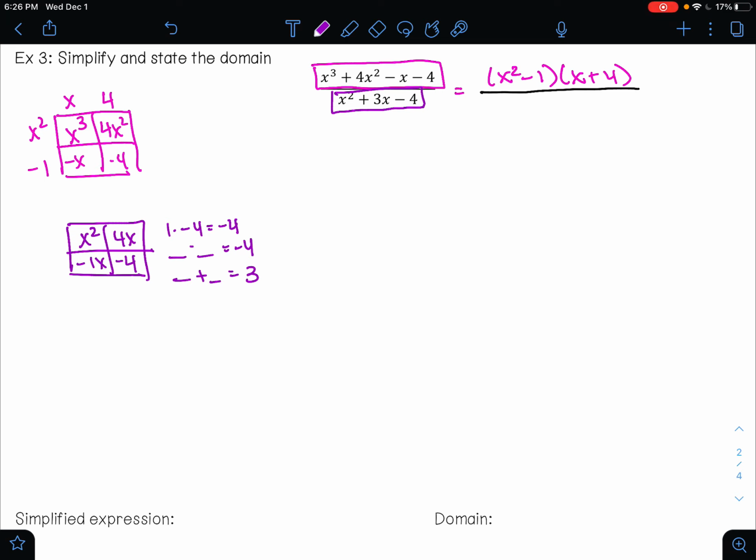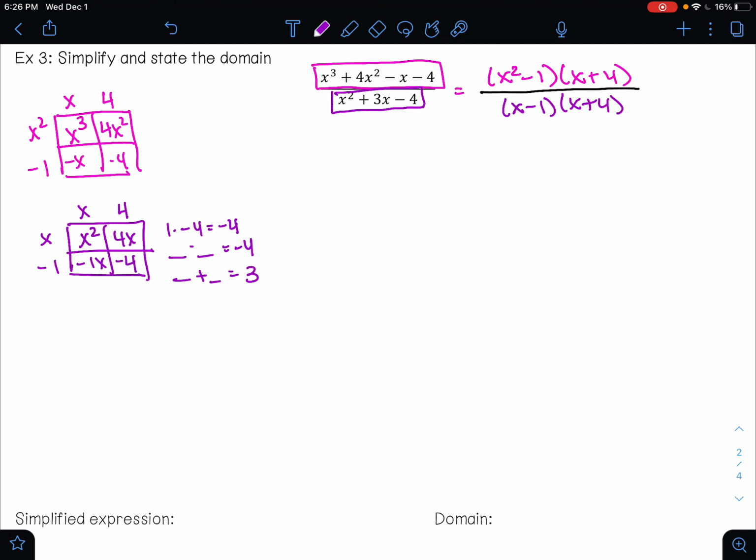So the greatest common factor of my top row is x. The greatest common factor of my bottom row is negative 1. The greatest common factor of my left column is x. And the greatest common factor of my right column is 4. So this is going to factor into x minus 1 times x plus 4.